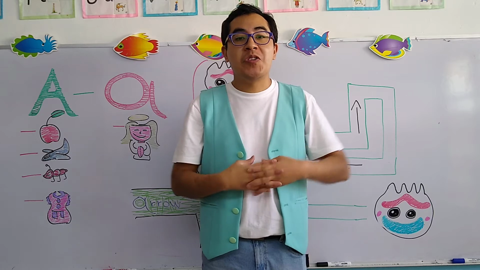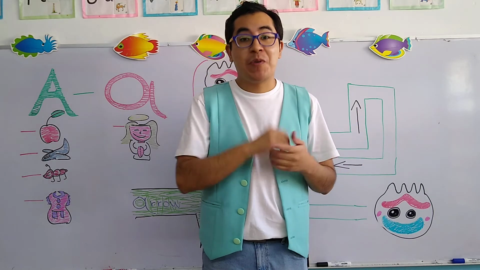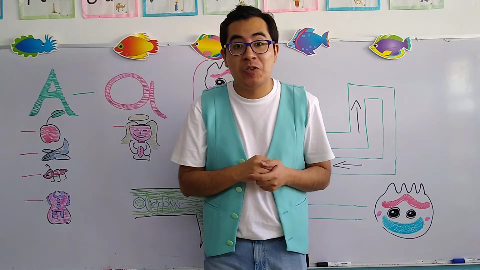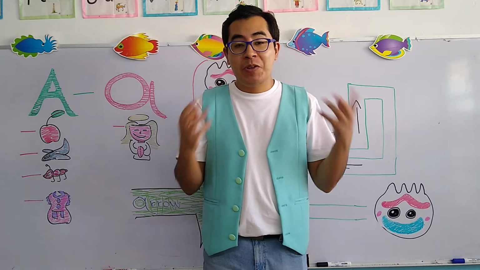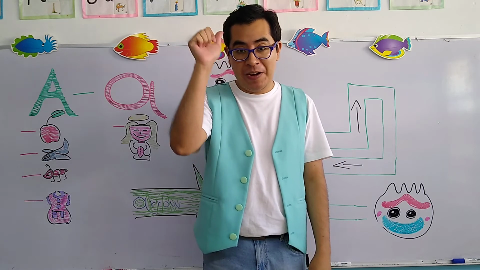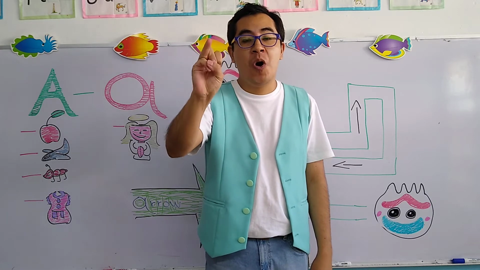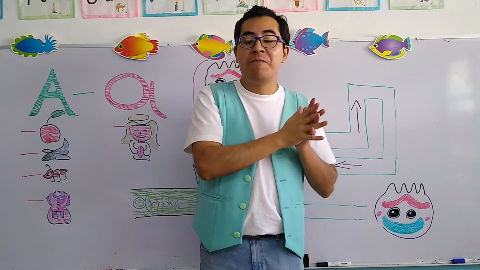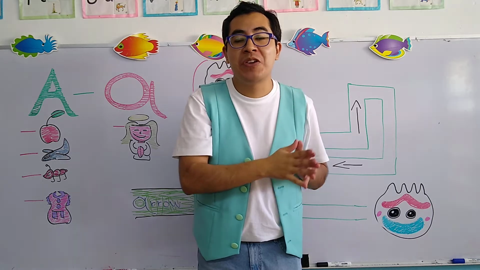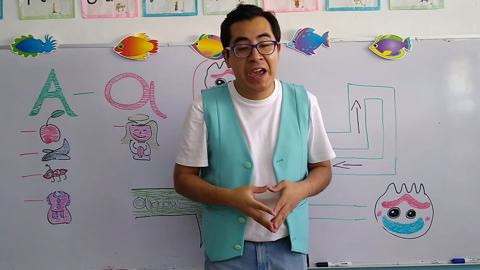Today, we're going to continue with the letters. Remember, we started with the vowels, and the important vowels are five. We have the letter A, the letter E, the letter I, the letter O, and the letter U. The first letter that we started working is the letter A.